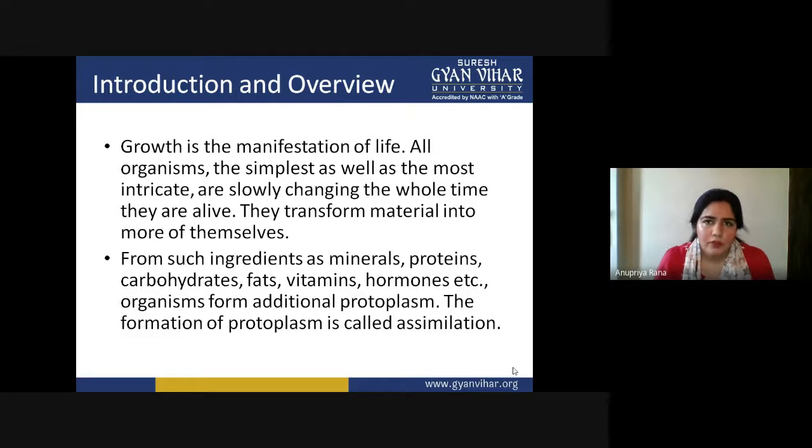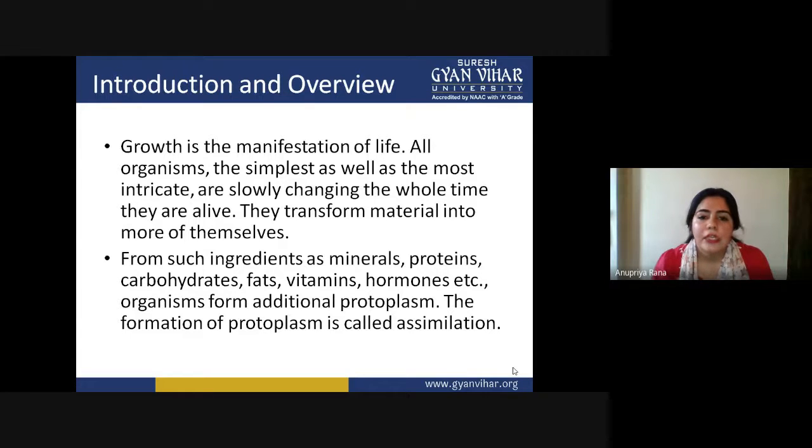Maybe the growth process is a bit slower in comparison to the early stages, but each and every living organism present on this earth grows each and every minute in their own way. They transform materials into themselves. So in this whole pattern of growth, they are transforming themselves. We will see how plants can grow and transform themselves too.